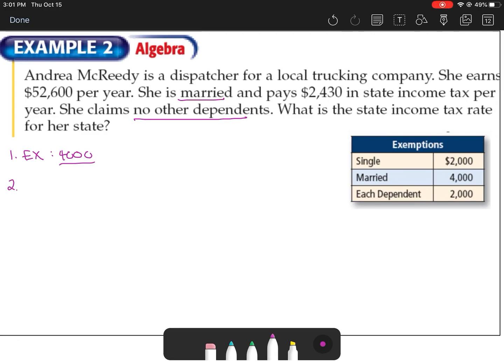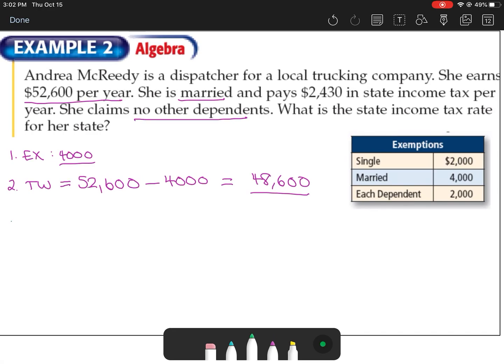Step 2, I need to find my taxable wage. So my taxable wage is equal to her gross pay, so $52,600 minus the exemptions, which was $4,000. Okay, so I get $48,600.